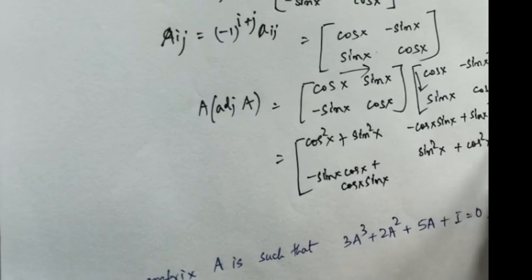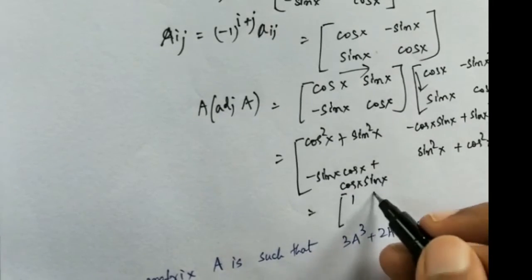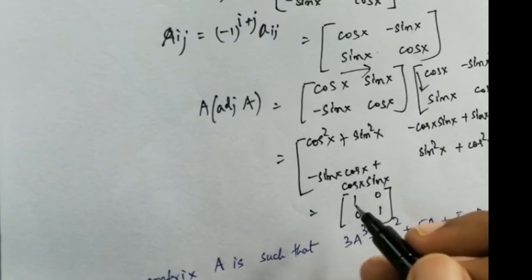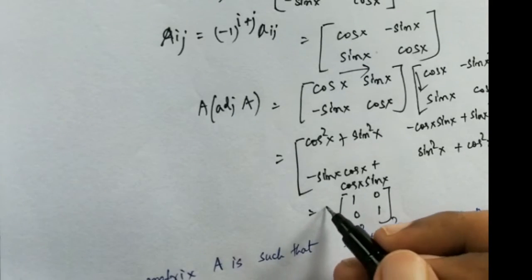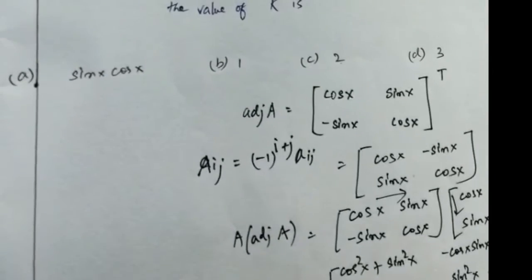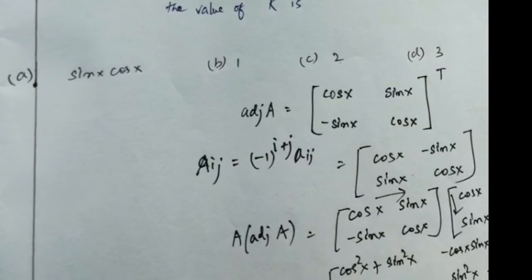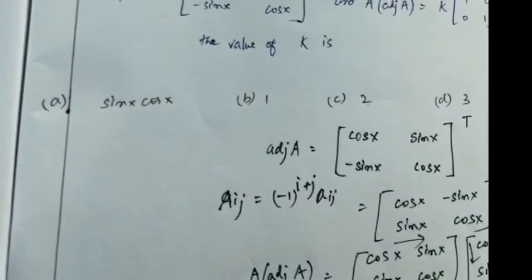So basically you are getting a matrix which is equal to 1 0 0 1, and obviously the scalar which is multiplied to this matrix is plus 1. So the right option will be K equal to 1. So the right option is option number B.